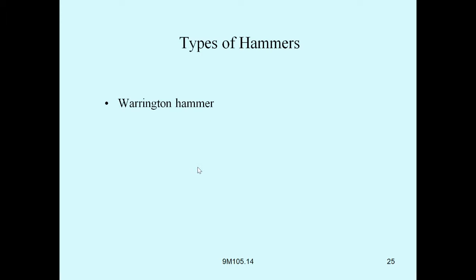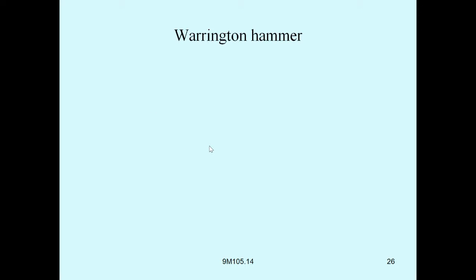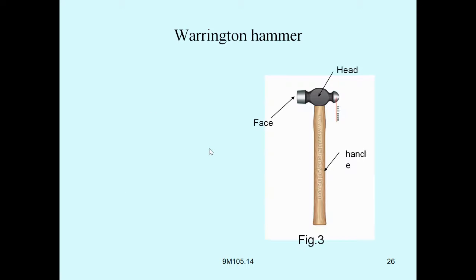Next, types of hammers. There are different types of hammers. Among them, the first one is Warrington hammer, the second is claw hammer, and the third one is wooden or mallet hammer. The first one is Warrington hammer. You can see the diagram of a Warrington hammer.